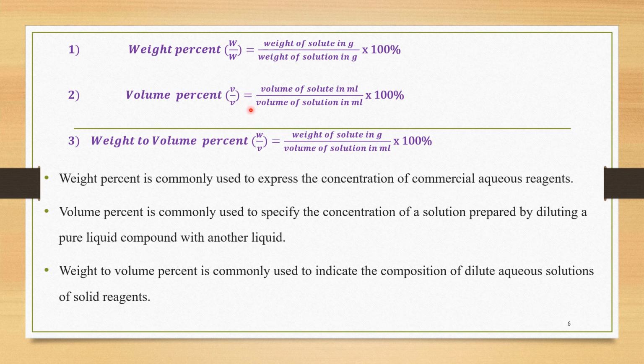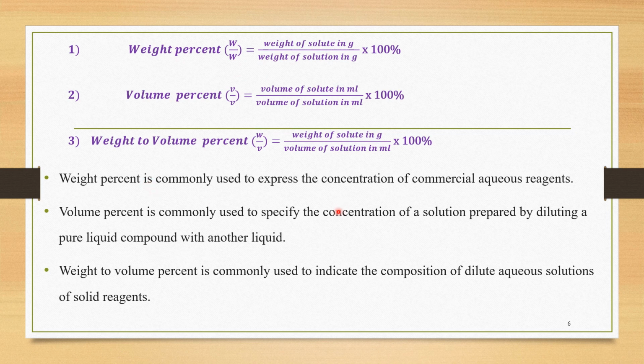So if we carefully observe these three equations, we get an idea regarding in which state we take the solute, whether that solute is present in a solid state or in a liquid state. So depending upon that we take either weight of a solute or volume of a solute. Depending upon these combinations we get three different methods for expressing the percent concentration, that is weight percent, volume percent, and weight to volume percent. These three different methods of expressing percent concentration have different applications.